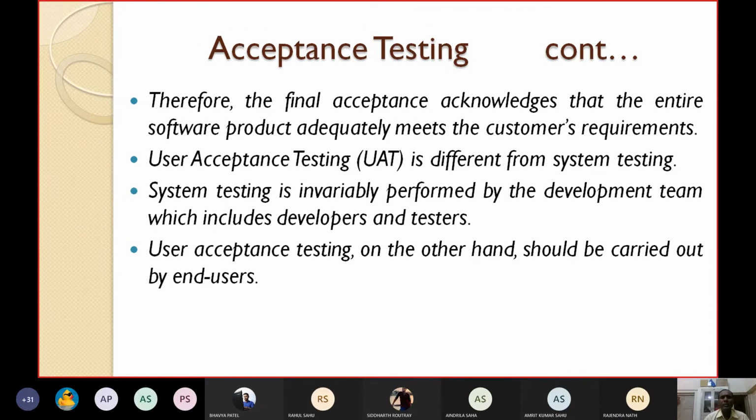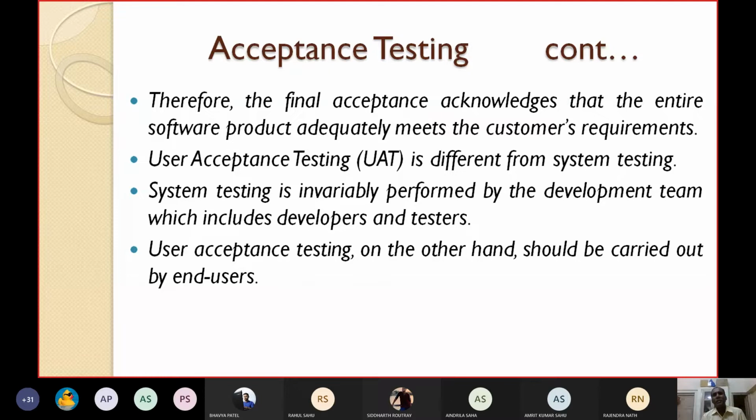Therefore, what does the final acceptance acknowledge? The final acceptance acknowledges that the entire software product adequately meets the customer's requirements and hence the customer can accept it. That's why the name is acceptance testing. So it must ensure that the whole software product sufficiently meets all the customer's requirements as mentioned in the SRS document.